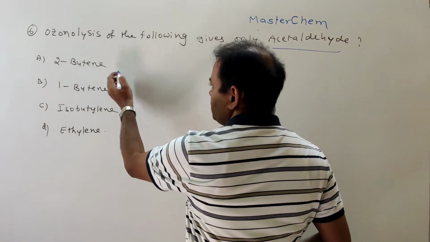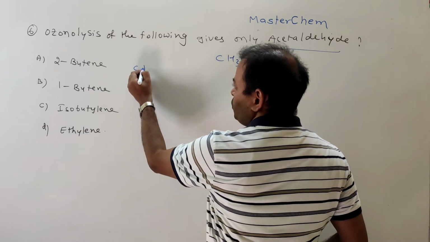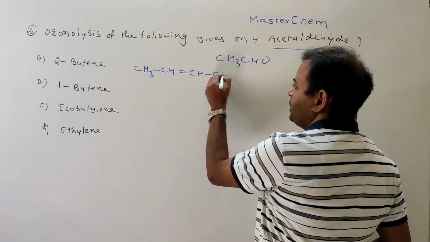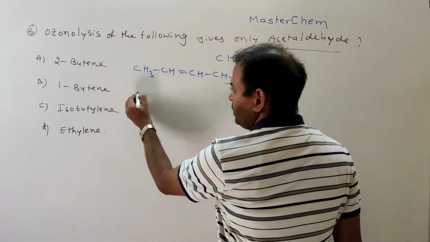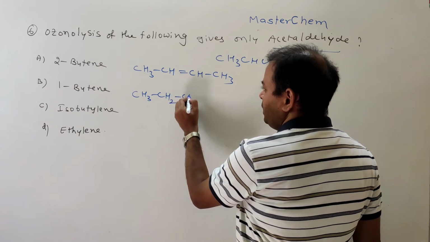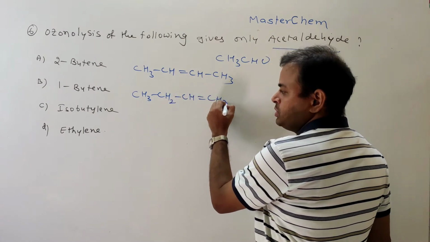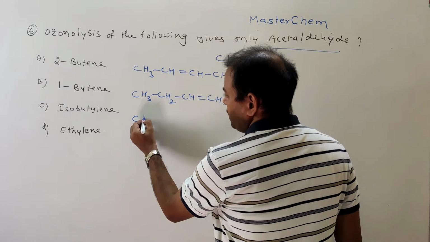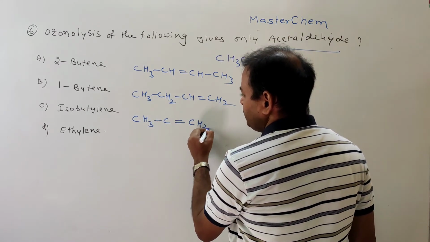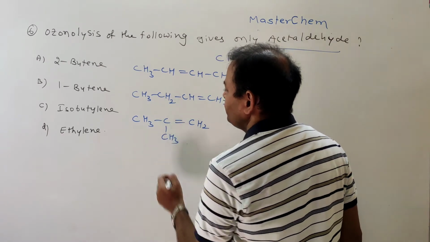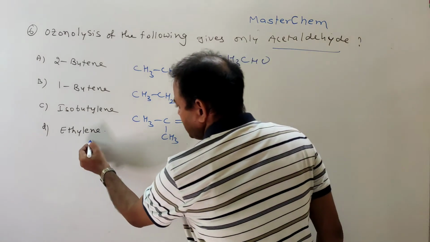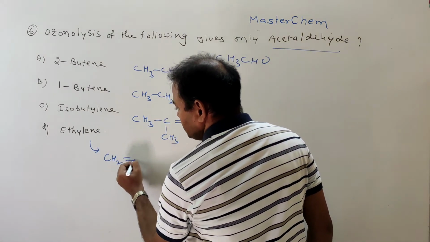So for that you need to write first 2-butene. What is 2-butene? CH3CH=CHCH3. This is 2-butene. So what is 1-butene? CH3CH2CH=CH2. This is 1-butene. Isobutylene, that is (CH3)2C=CH2. Okay, so this is isobutylene. And what is ethylene? CH2=CH2.